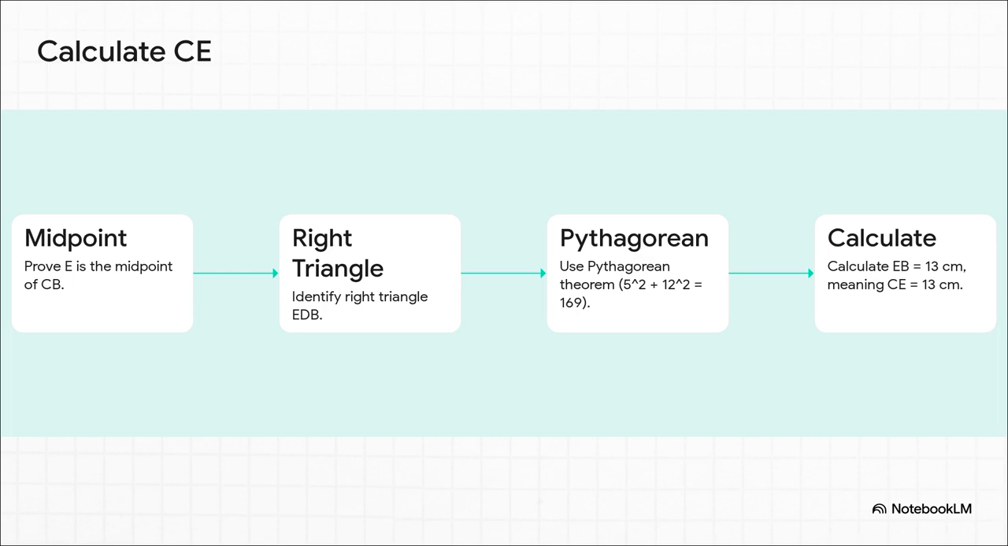Now we get to pull out a classic tool from the toolkit, the Pythagorean theorem. We've got sides of 5 and 12. 5 squared is 25, 12 squared is 144. Add those bad boys up and you get 169. Take the square root of 169, and that gives us our hypotenuse EB, which is 13 centimeters. And since E is our midpoint, if EB is 13, segment CE must also be exactly 13 centimeters. Just a really beautiful logical progression.